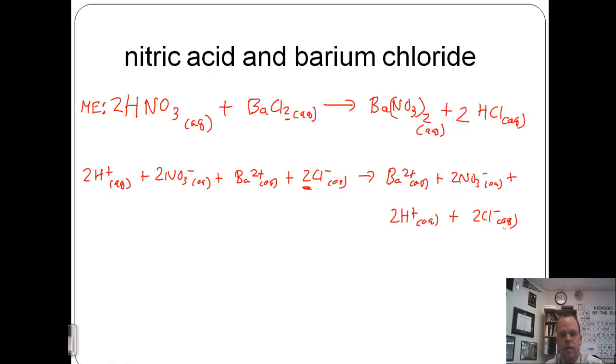Now what you see is that this isn't a precipitation reaction. This is just a standard double replacement reaction. In reality, nothing is really taking place. Everything is staying the same. So there really is no reaction going on here, and there will not be a net ionic equation because everything is a spectator ion and would cancel out.